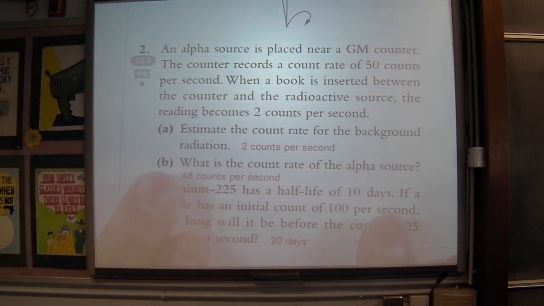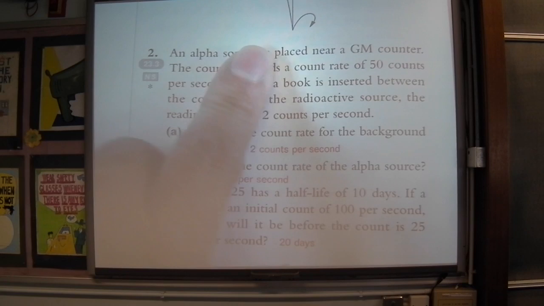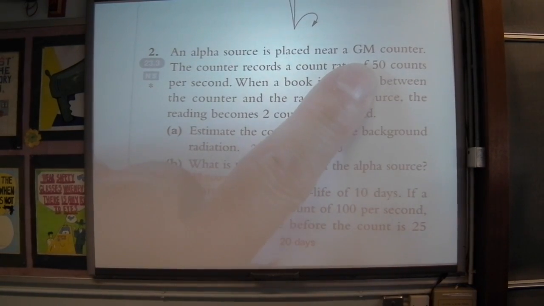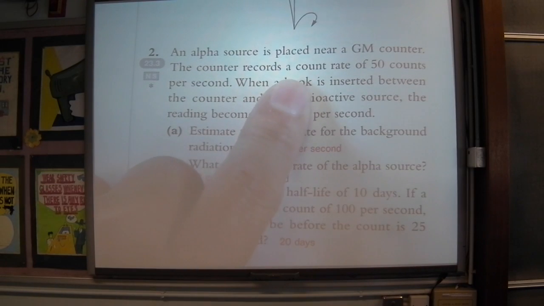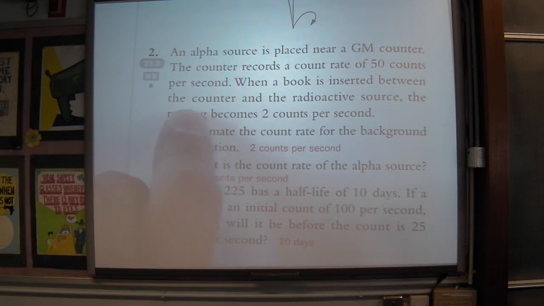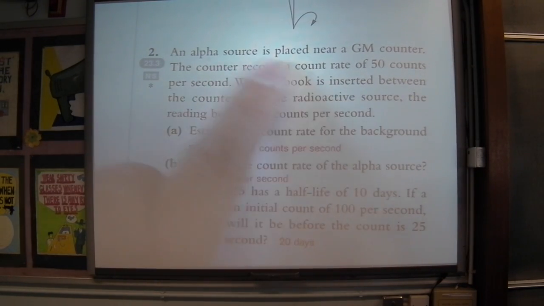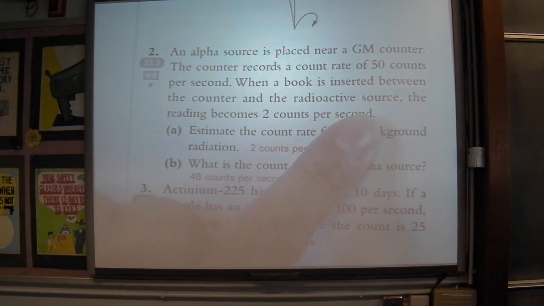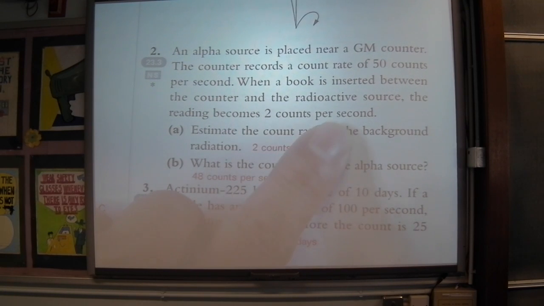Okay, question number 2. An alpha source is placed near a GM counter. The counter records a count rate of 50 counts per second. When a book is inserted between the counter and the radioactive source, now the source is alpha. It can be stopped by one piece of paper, so a book will certainly absorb all the alpha particles. Now the reading becomes 2 counts per second. How come there are still 2 counts?